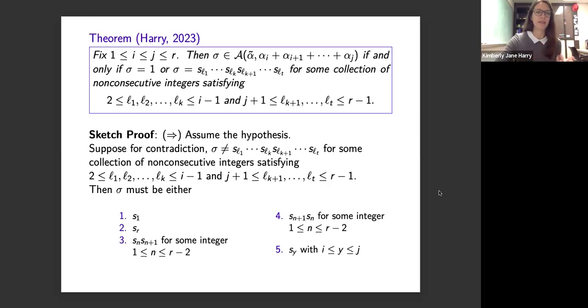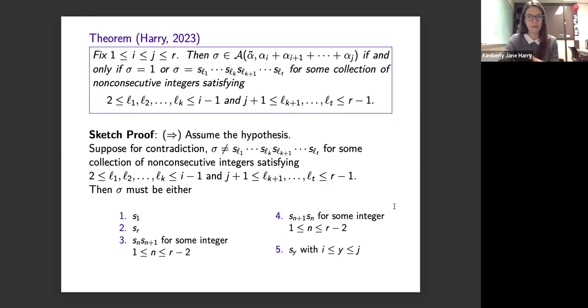So sigma has to be either S1, because notice I don't include S1 in my theorem, or it has to be SR, again, for the same reason I don't include 1, or it's the product of S sub n times S sub n plus 1, or the other way around, or I have this S sub y where it's between i and j. And so notice that was the gap in my theorem, where I can't pick i and I can't pick anything but all the way up to j. So it has to be that.